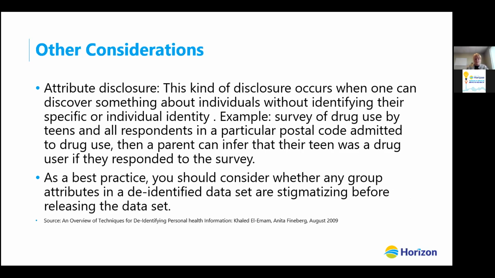A really good example of that is if you were doing a survey of drug use by teens and all the respondents in a particular postal code admitted to drug use, then a parent could infer that their teen was a drug user if they responded to the survey. So it's just really important to be cognizant of attribute disclosure. You should consider whether any group attributes in a de-identified data set are stigmatizing before you release the data set.